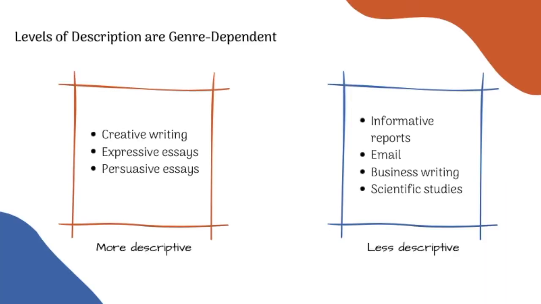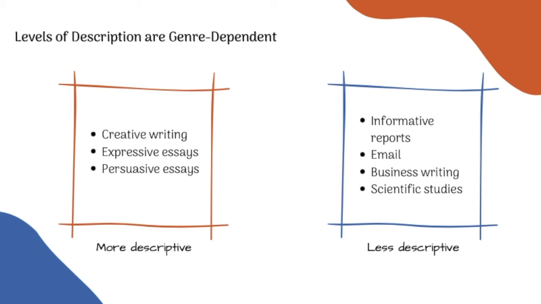One really important thing to remember is that not all writing should be super descriptive. Remember, writing is communication and we use it for lots of different purposes. The question you should always ask yourself is what goal you're trying to reach with your writing. What does your audience need? The types of writing that are usually more descriptive are creative writing, like stories, poems, and novels, expressive essays, like personal narratives, and persuasive essays, where you're trying to convince a reader to see things your way.